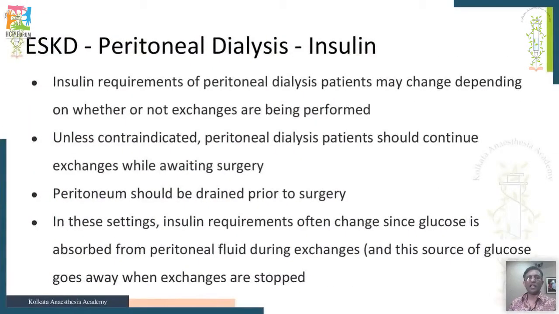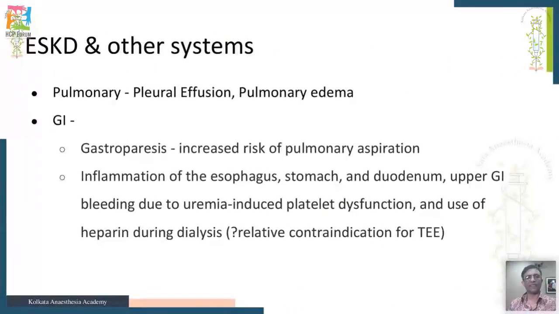What happens with peritoneal dialysis and the glycemic response? The insulin requirements in peritoneal dialysis may change depending on the rate at which these exchanges are performed. The dialysate has a huge glycemic load. And we discussed that it should be continued and should be drained prior to surgery. Once the dialysate is removed, they can possibly go into a hypoglycemic response. So the glucose levels can suddenly fall after the dialysate has been removed in peritoneal dialysis.